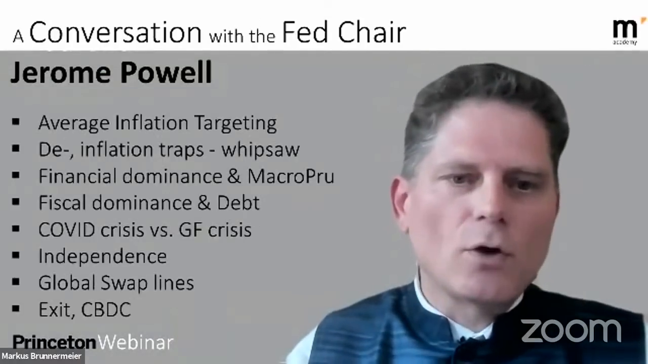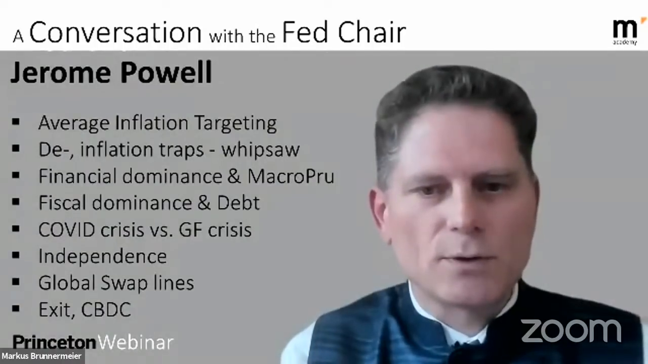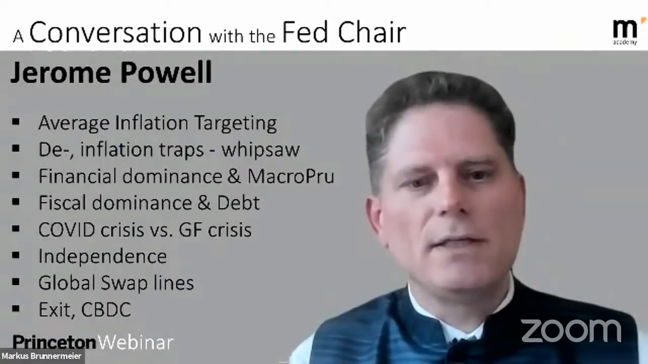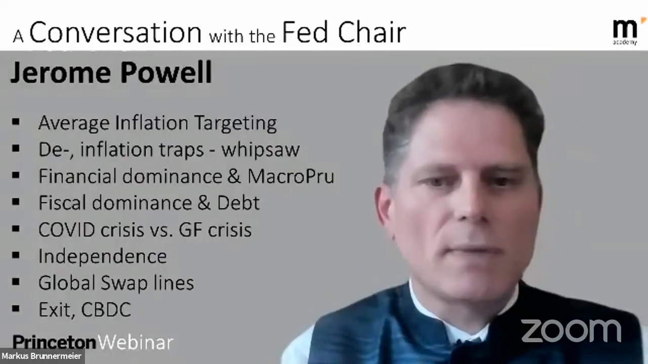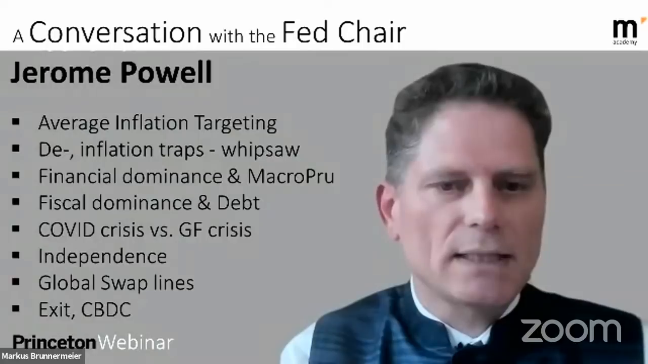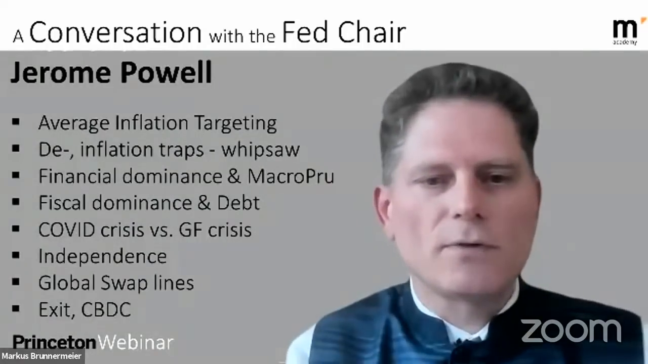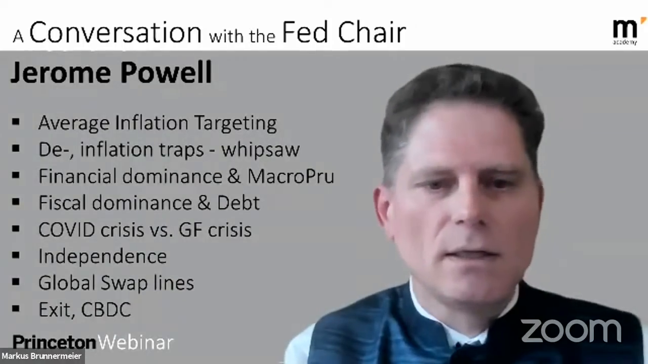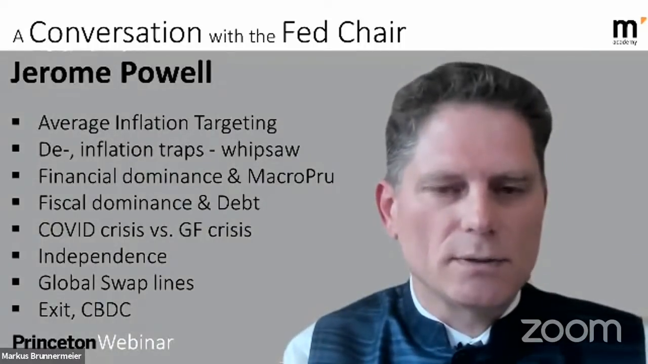I have a quick overview of the topics we would like to cover today. We would like to talk about this new flexible average inflation targeting. We'll talk about deflation and inflation traps, and then about financial dominance, macroprudential policy, a little bit of fiscal dominance, given the high public debt levels. And then we will contrast the COVID crisis with the global financial crisis of 2008, talk about central bank independence, the swap lines, and perhaps also about exit strategies later on.